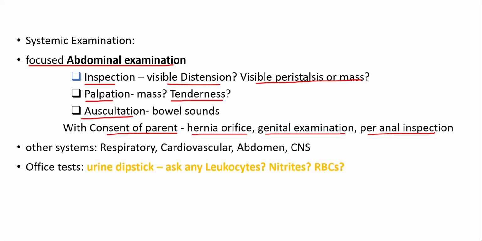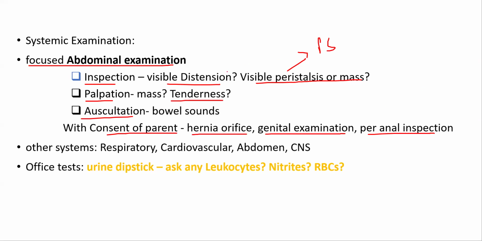So inspection for visible distension or visible mass. You can get a visible peristalsis in a pyloric stenosis child. Same, any palpable mass or any tenderness. You can get a palpable mass in pyloric stenosis or even in intussusception. Auscultation, bowel sound is important. If it is intestinal obstruction, bowel sound can be reduced.